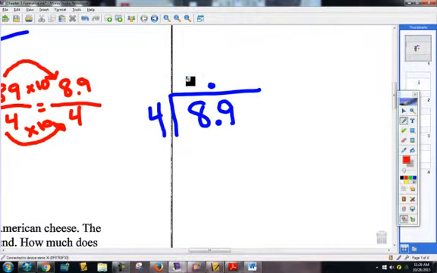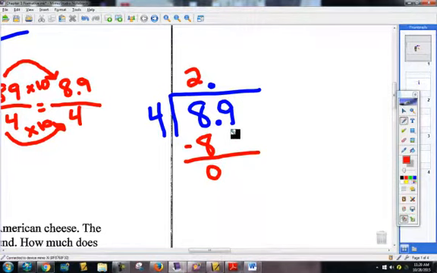Now 4 goes into 8 2 whole times. We're going to multiply around. Now we're going to subtract. 8 minus 8 is 0. That's obviously less than 4, right? Now I'm going to bring down 9. Now we start the process over, right? 4 goes into 9 2 times. Okay? Now I get this.